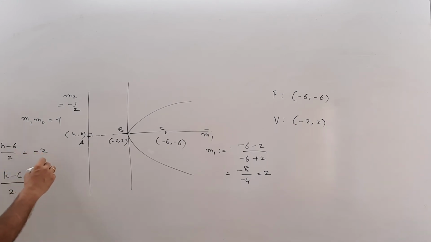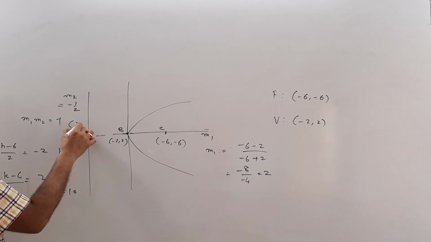So when we solve this, we get the answer as 2, and when we solve this particular part, we get the answer as 10. So this means that this point is going to be 2, 10.